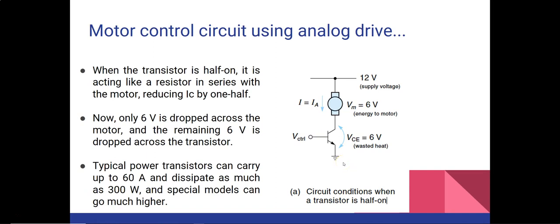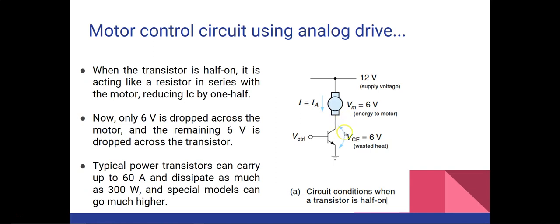Now in the second case, what will happen when the transistor is half on? So what does that mean? It means that your transistor is acting like a resistor in series, a resistance placed in series. So if this transistor is half on, then your collector current, which is coming here, will also reduce. Let's say it is reduced by half. So previously the current was 2 ampere. Now the current is 1 ampere.